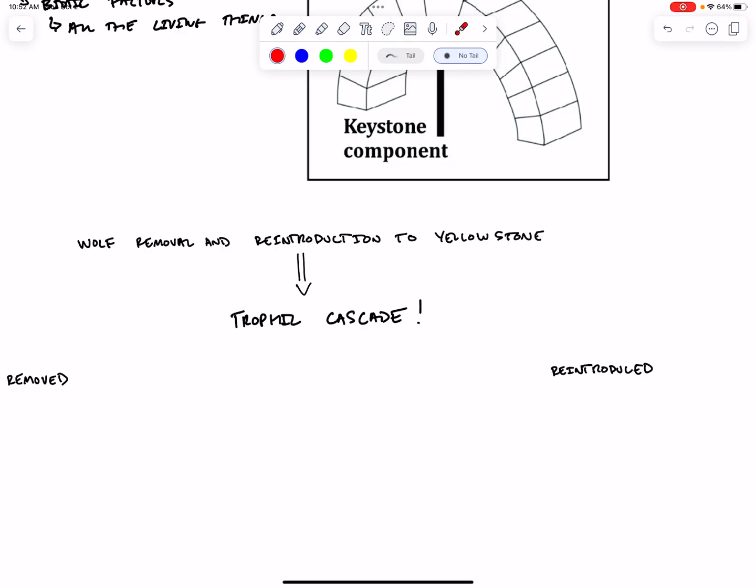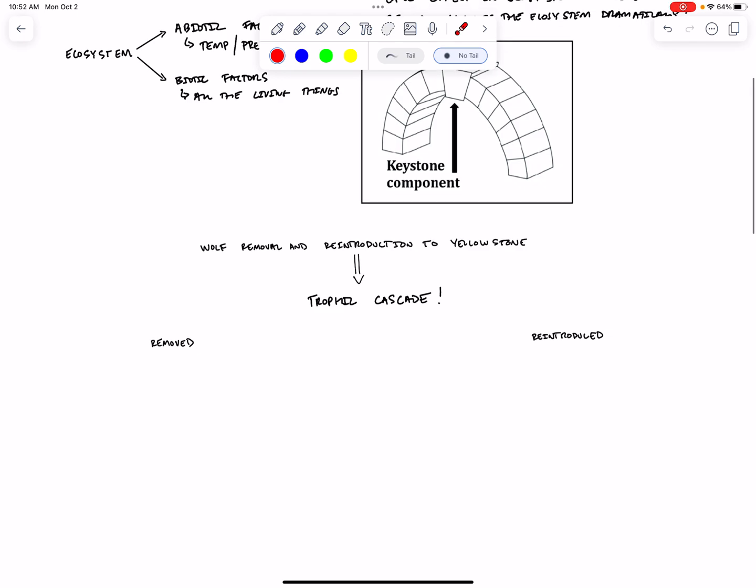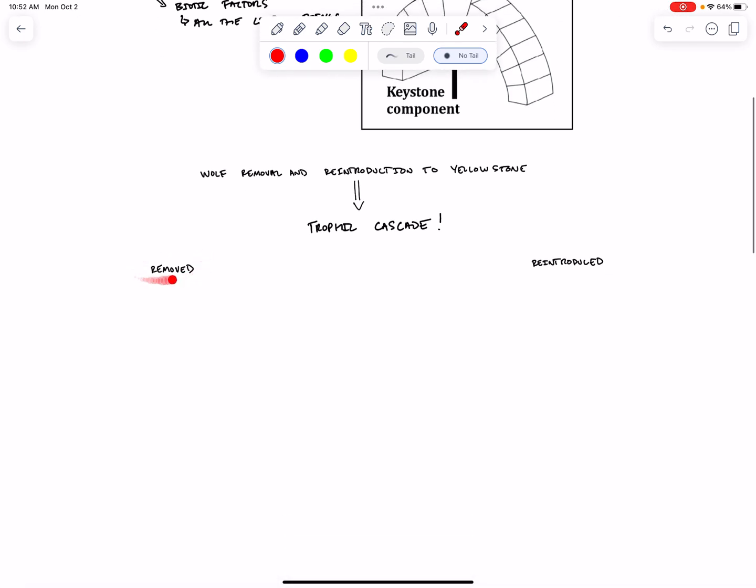This is the ripple effects from one trophic level to the next of the removal of wolves from Yellowstone along with their reintroduction. So as you watch the video, I want you to write down in this removed category what was happening to Yellowstone when wolves were not present. So what was the impact not just on the wolves, but on all the trophic levels either above or below them? Not many above, but lots of levels below them. So, and then what happened to the ecosystem?